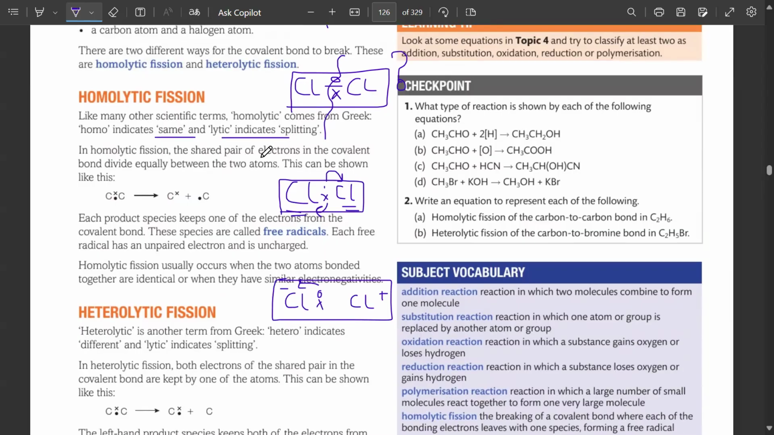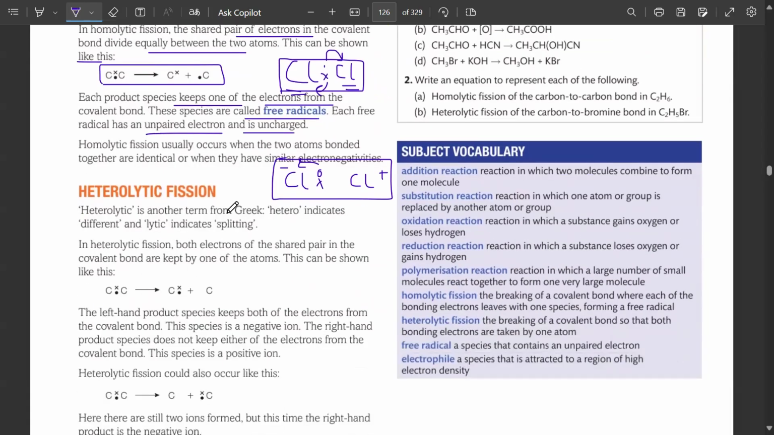Homolytic fission means same and lytic means splitting. In homolytic fission, the shared pair of electrons in the covalent bond divide equally between the atoms, and this can be shown over here like this. You can see here, each product species keeps one of the electrons from the covalent bond, and these species are called free radicals. Each free radical has an unpaired electron and it is uncharged.